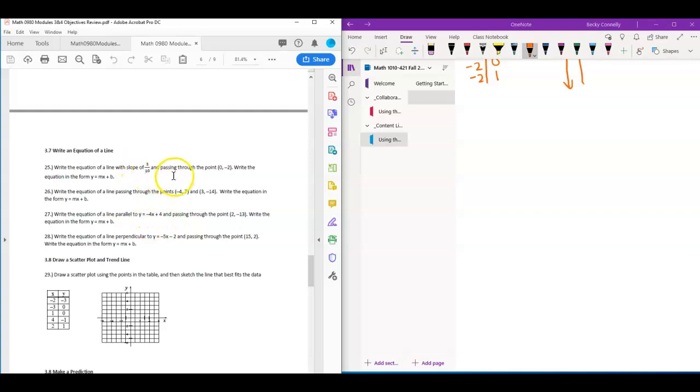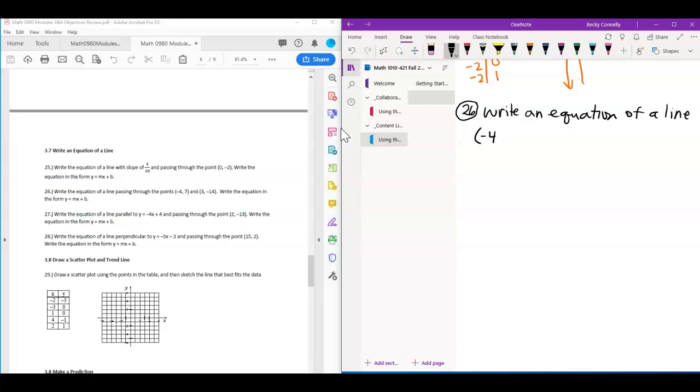However, this one's a little bit easier because if you'll notice, the point that's given to us is the y-intercept, and so we're just given the slope and the y-intercept. But oftentimes they're not going to give us that y-intercept. But let's work through number 26 because it's kind of similar, except you have to actually find the slope, and that's usually something that they'll want you to know how to do on the test. Two birds with one stone kind of a thing. So we're trying to write an equation of a line that goes through the points (-4, 7) and (3, -14).